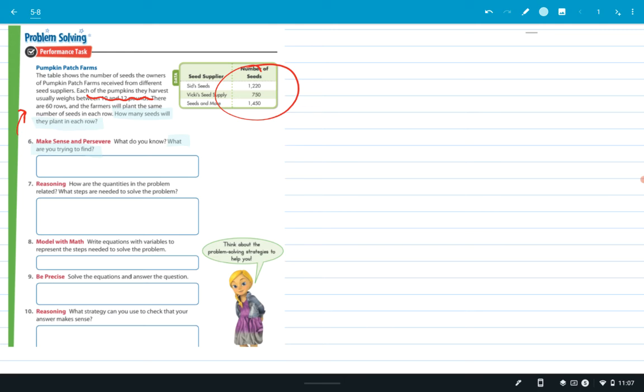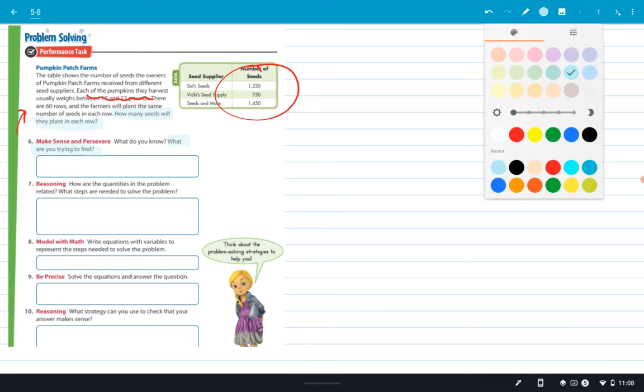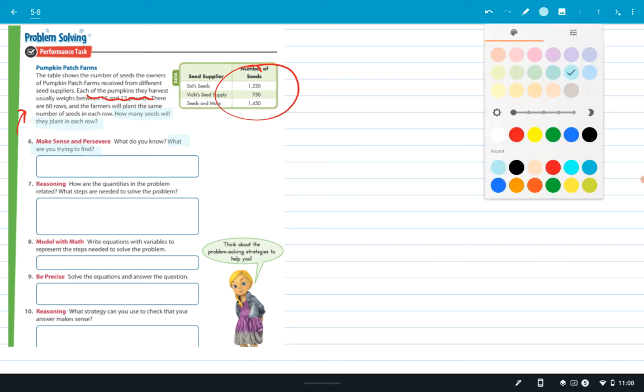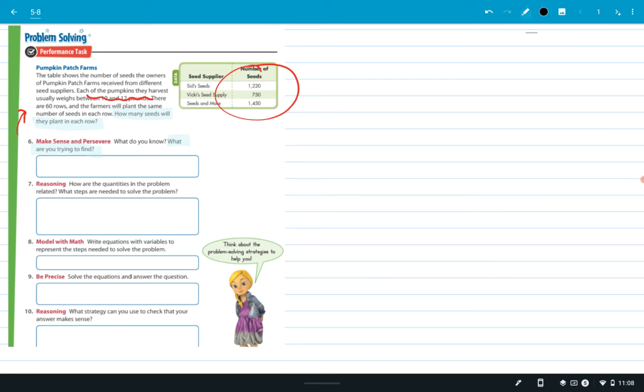And then number 7, it says, how are the quantities in the problem related? I still think that's kind of an odd question. I mean, we're talking about seeds here. So how are they related? They're all seeds. What are the steps needed to solve the problem? We're going to be adding up the number of seeds from each supplier. And then it says, write the equations with variables to represent the steps needed to solve the problem. So variables, you're going to be throwing in a letter in the equation.